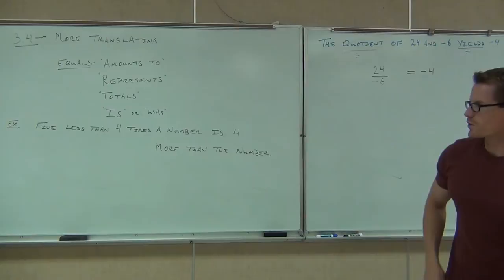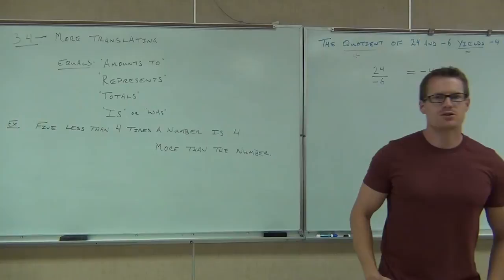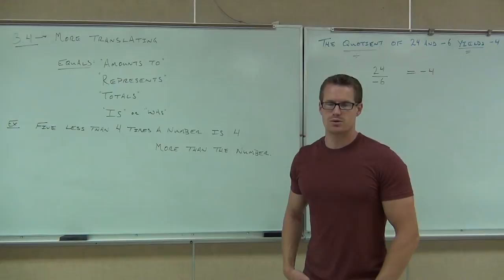5 less than 4 times a number is 4 more than the number. Wow, if we don't have a technique to do this, that can sound awfully confusing, can't it? So let's use the technique that I just showed you. First thing we're going to want to do, I want you to read through there on your own right now and underline the word that means equals. Don't say it out loud, just do it on your paper.